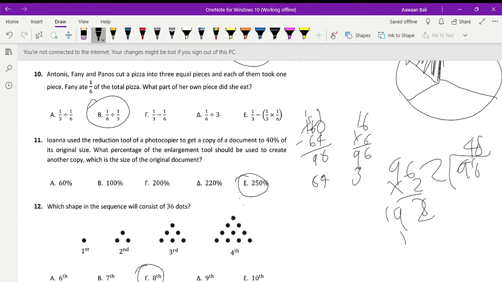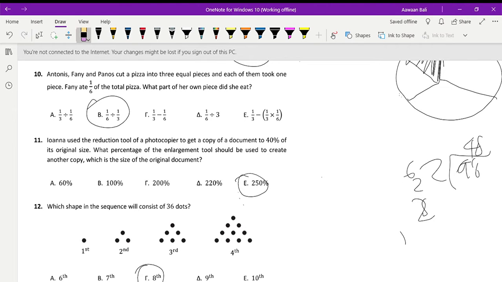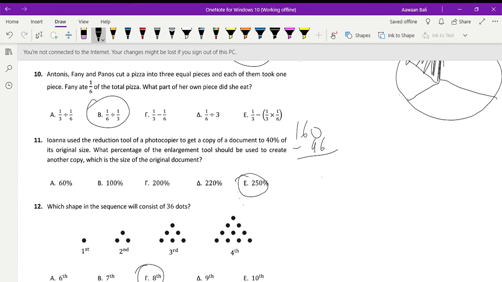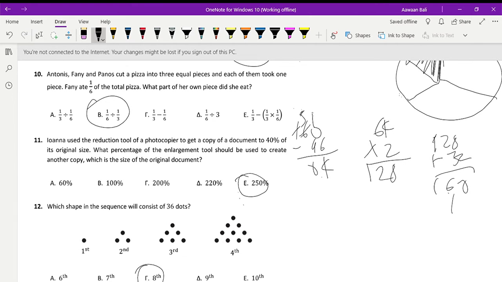Oh, wait, so it says it's 40% of its original size. Sorry, it says it's 40% of its original size, which means you minus by 60 though. So once it's 96 is 64. Now basically we have to find how we get back to 250 from here. So let's do 128 and half of 64 is 32. So 128 plus 32 is 160. So we go back to the whole and the answer is 250%.